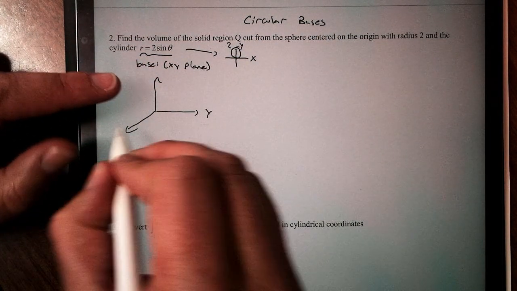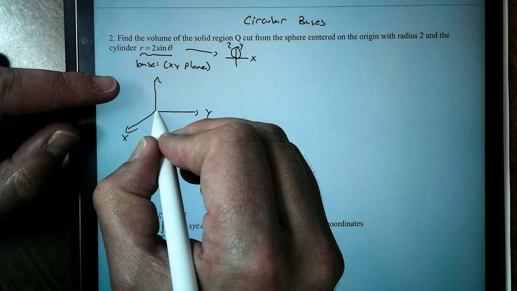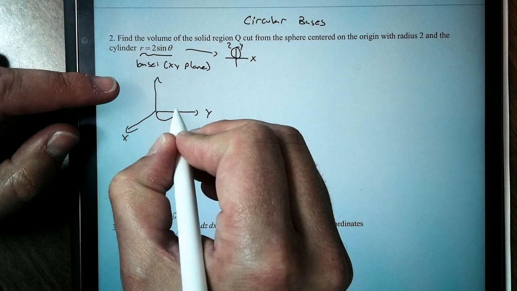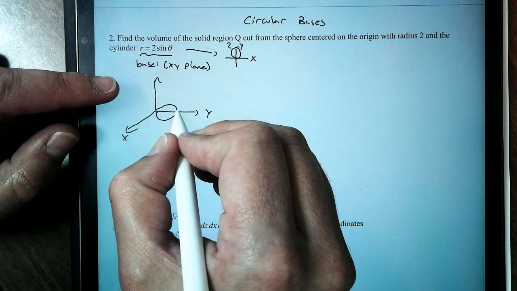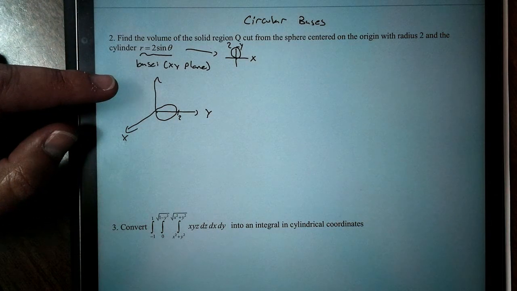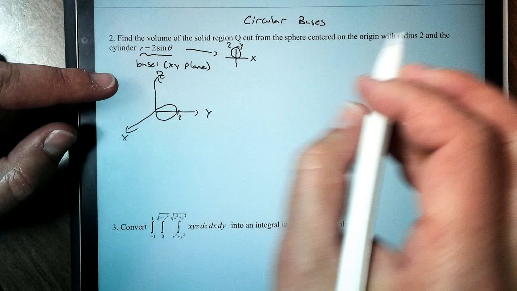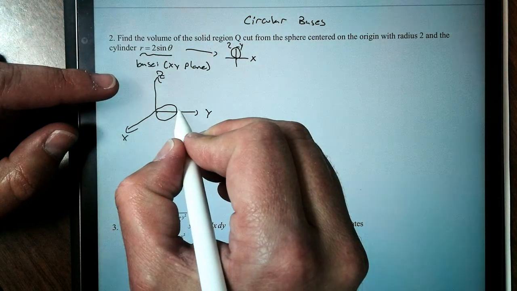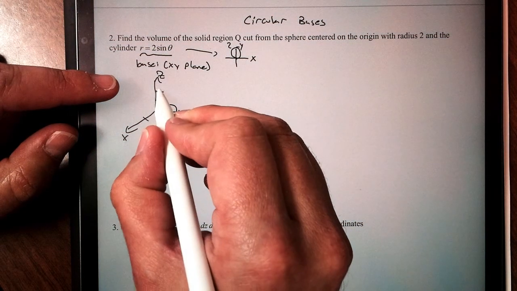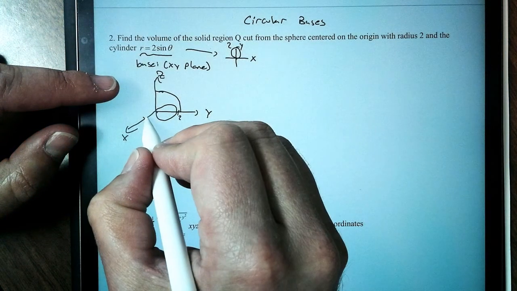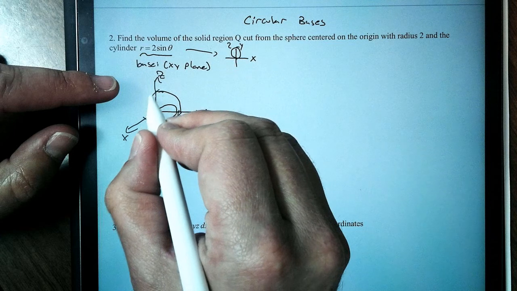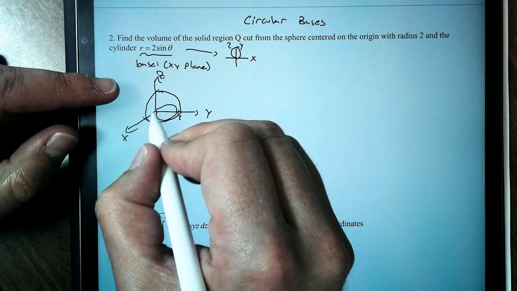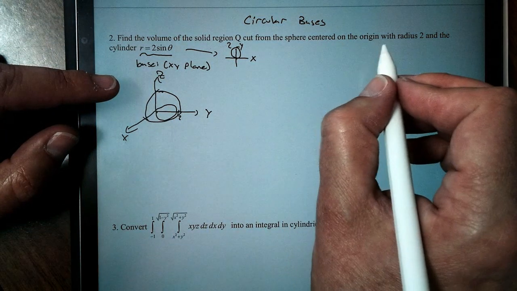So on my three-dimensional graph, it would look like this with the diameter of 2, sorry about that. Now what we're going to do is graph our sphere. Now our sphere also has a radius of 2, and it goes like this. There's my sphere, not the best sphere.